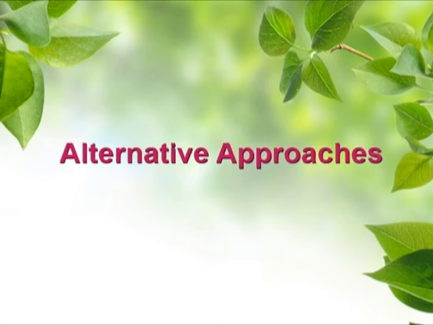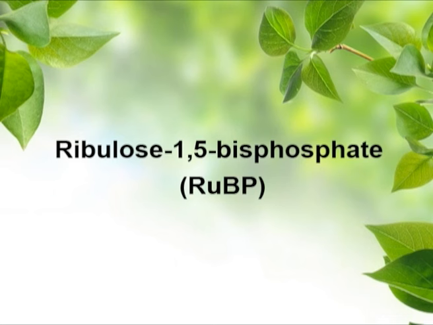Alternative approaches. Ordinarily, carbon dioxide is fixed to ribulose bisphosphate, that is RuBP, by the enzyme Rubisco in mesophyll cells exposed directly to the air spaces inside the leaf. For several reasons, Rubisco needs high carbon dioxide concentrations, which means wide stomatal apertures and, as a consequence, high water loss.